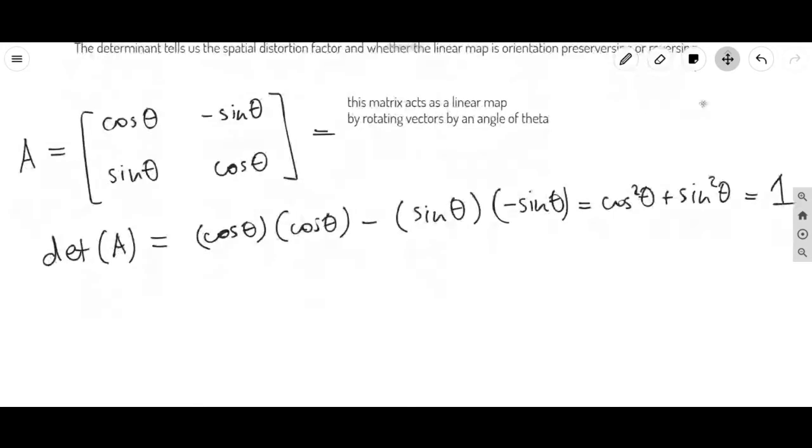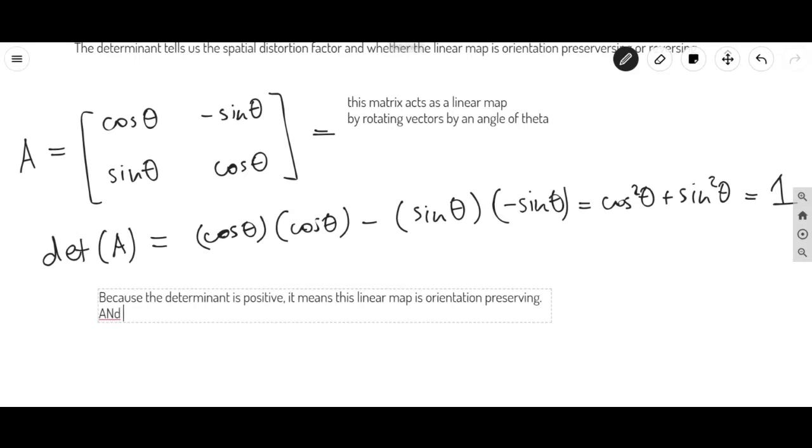Now, what's the significance of 1? Because the determinant is positive, it means this linear map is orientation preserving. And because the determinant is equal to plus 1, it means there is no spatial distortion factor.